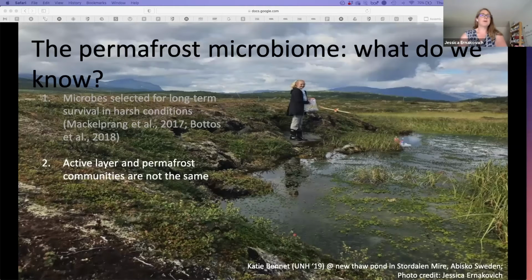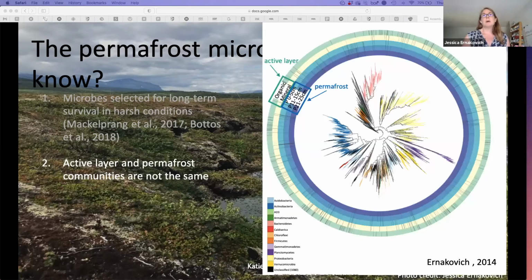So that's just one example. But we also know that active layer microbes and permafrost microbes aren't the same, or we know that in other systems. I don't know if we know that here yet, at Stordalen. We actually do know it across the street, and I'll show you that in a moment. Here's from my site in Alaska, up at Sagwan Hills, which is north of the Toolik Lake Biological Field Station.